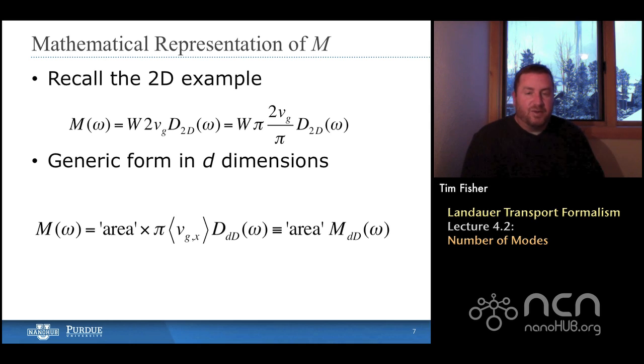So if we took a generic form, let's say that I have d, lowercase d, dimensions. M is really some area, whatever area means in the dimensionality of our problem. So in one dimension, it's just unitless. It's just one. And then we multiply that by pi times the average group velocity times the density of states in our dimensionality of interest. And so that also could be expressed as the area, this area in quotes, multiplied by the mode density. That's the M subscript d. That's the mode density specific to the dimensionality of the problem.